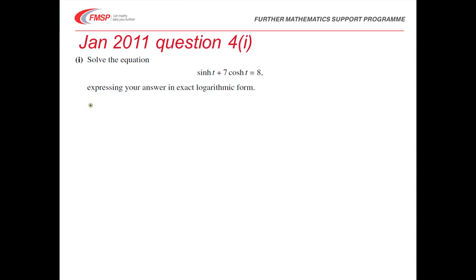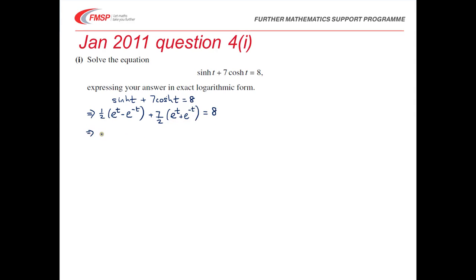Okay, part 1. We've got sinh and cosh, no squares, so our best bet is going to be to go straight into the exponential form. So sinh t plus cosh t equals 8, a half e to the t minus e to the minus t, plus 7 over 2 e to the t plus e to the minus t, equals 8.